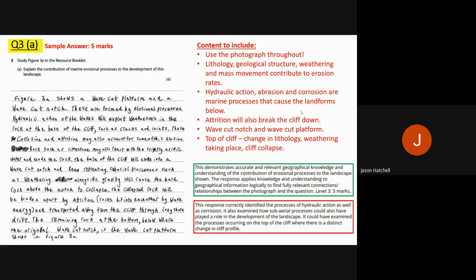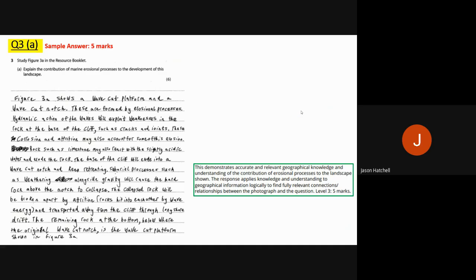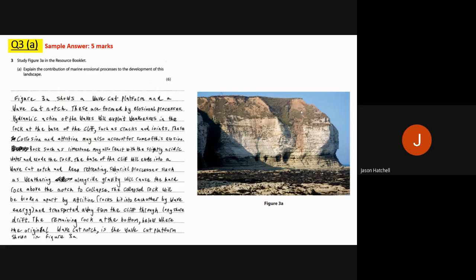Think about attrition as well and how the rocks are constantly bashing from the sea off the cliff and further eroding it. You should have easily noticed that there's a wave cut notch and a wave cut platform there. Very obvious. That's very GCSE. And at the top of the cliff, there is a change in lithology. There's more weathering taking place, cliff collapse and soil creep is taking place, as you can clearly see again from the photo.